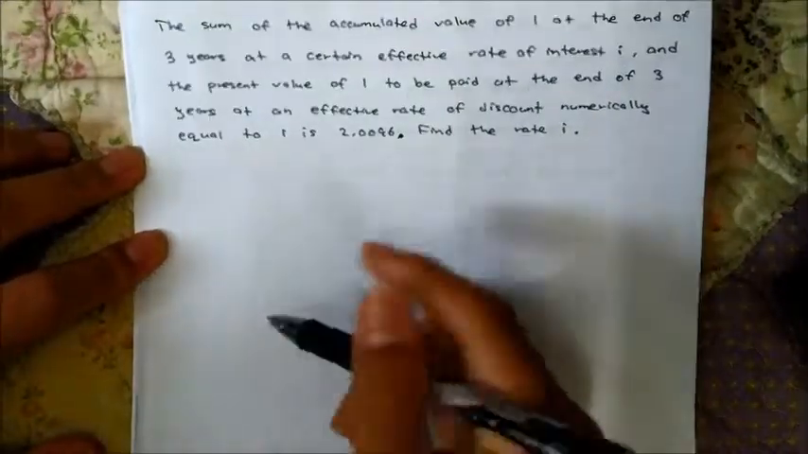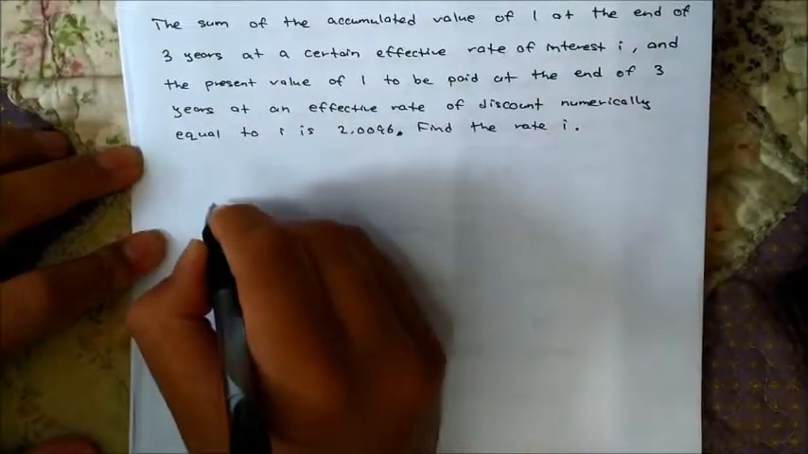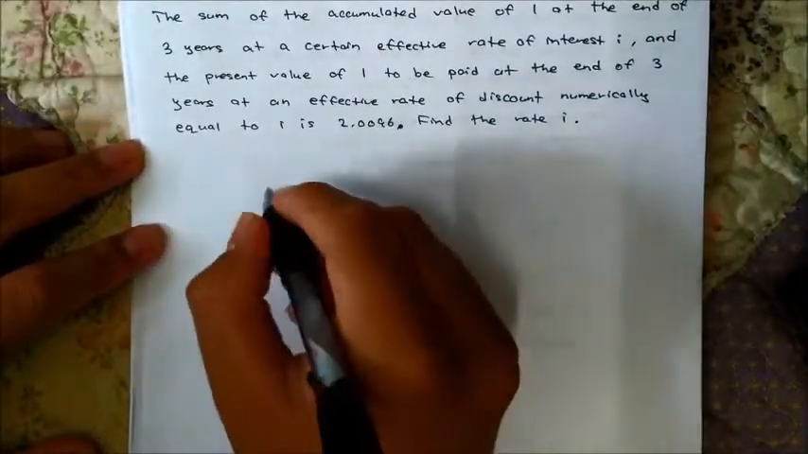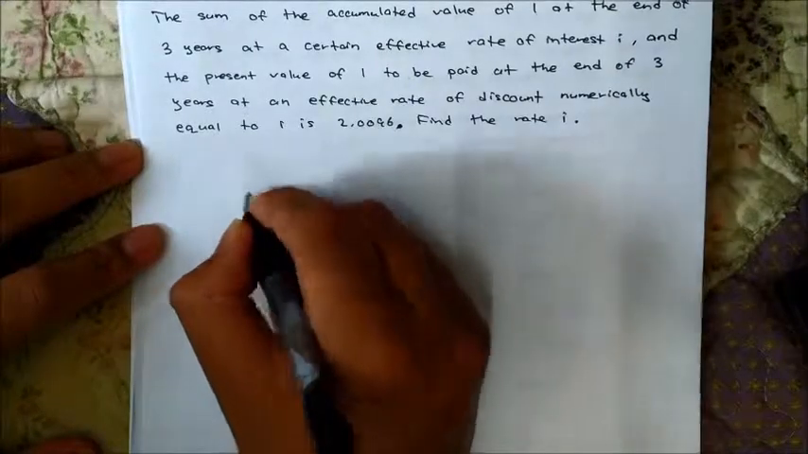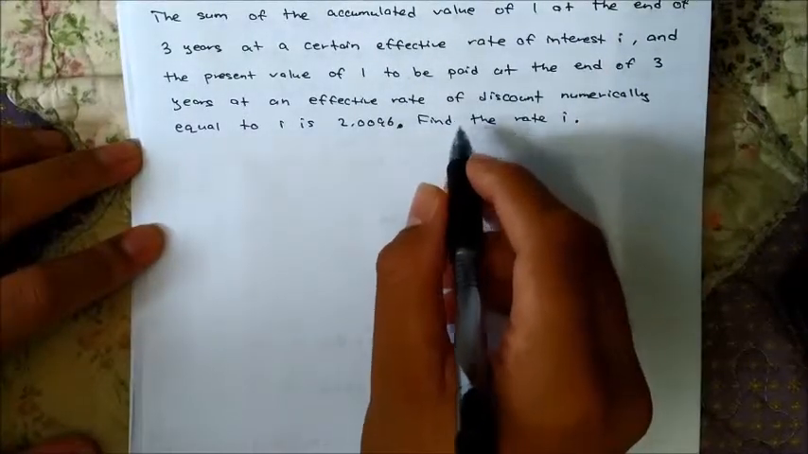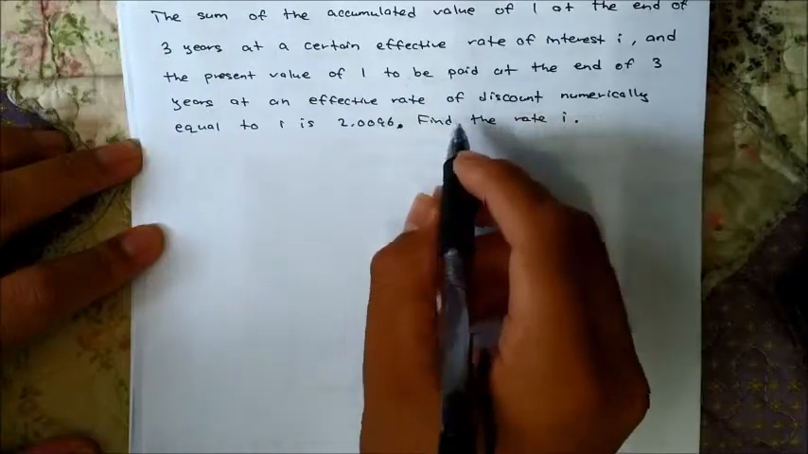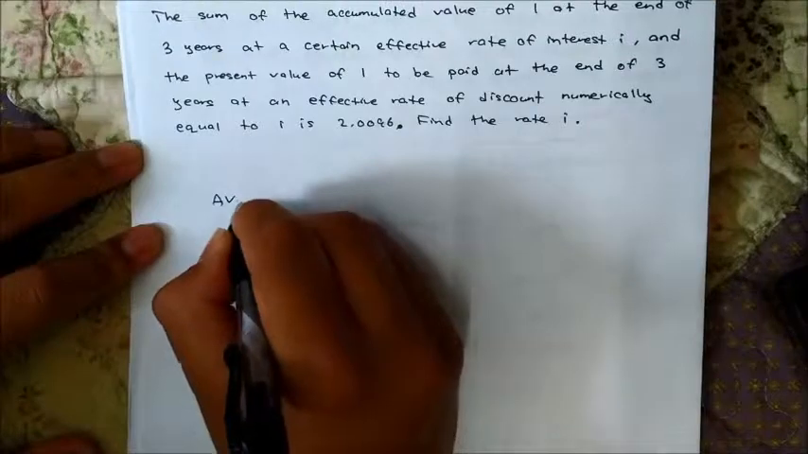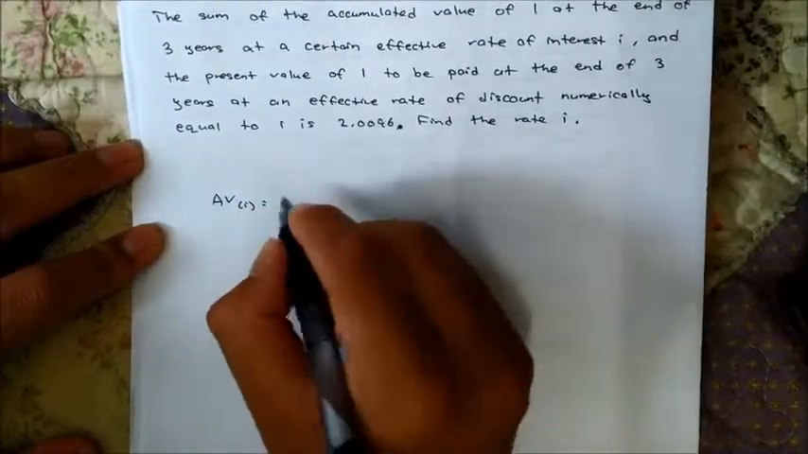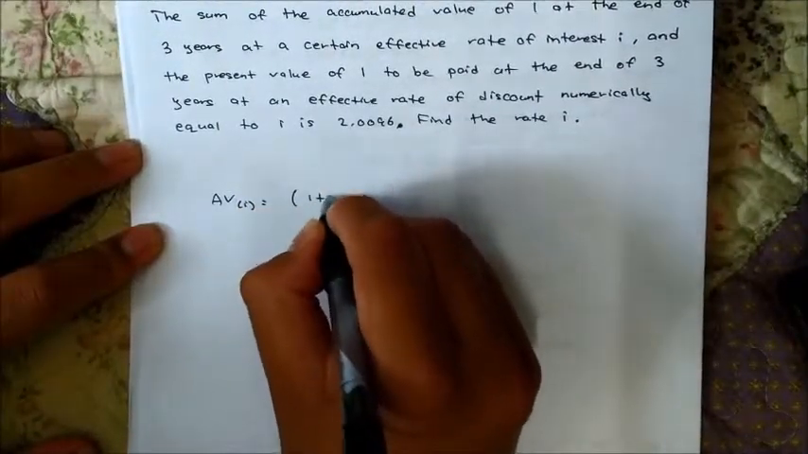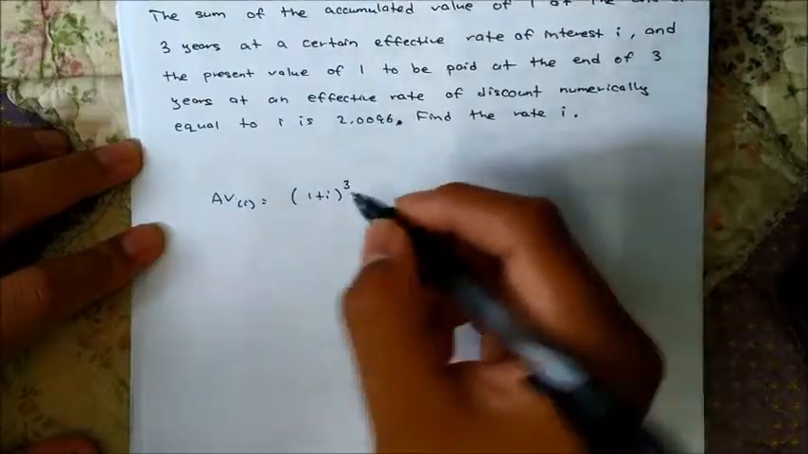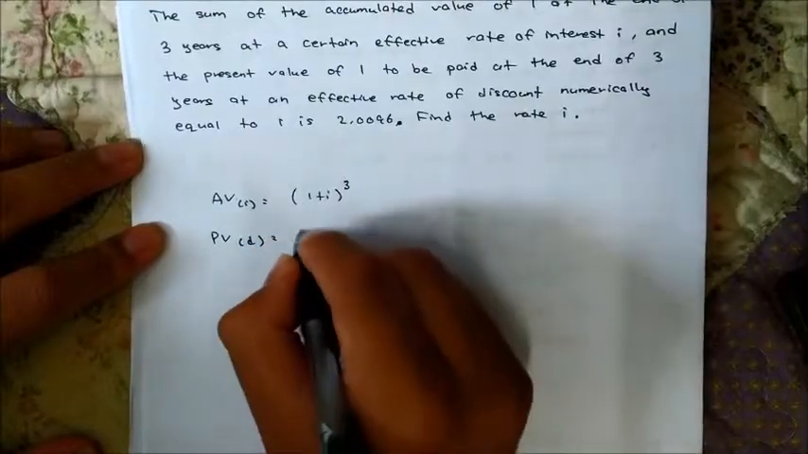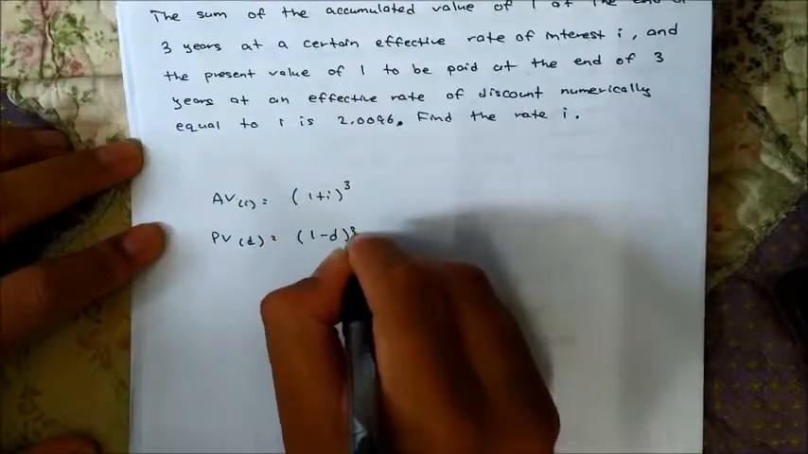Alright. So in this case, we need to create an equation which represents the question above. Since we are dealing with both the interest and the discount rate, we can conclude that for the accumulated value of interest, we will get (1 plus i) to the power of 3. And for the present value for the discount rate, we will get (1 minus d) to the power of 3.